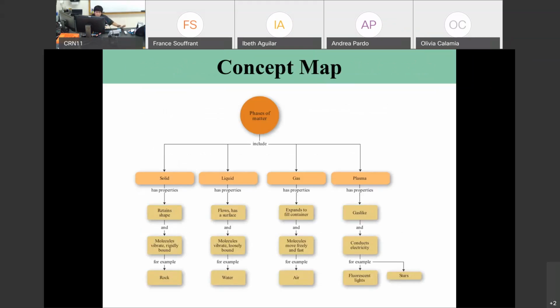Anyway, that's a nice flow chart. So if you get to the slides, I want you guys to read that or maybe write that down. You have the phases of matter, the four main phases, and then the descriptions of each phase. All right?